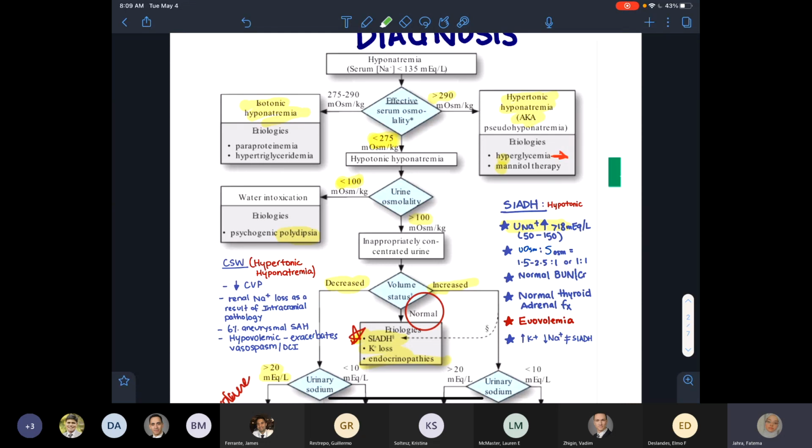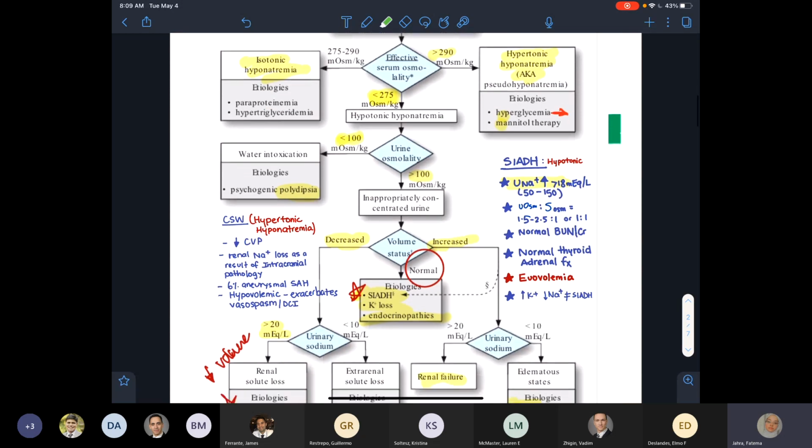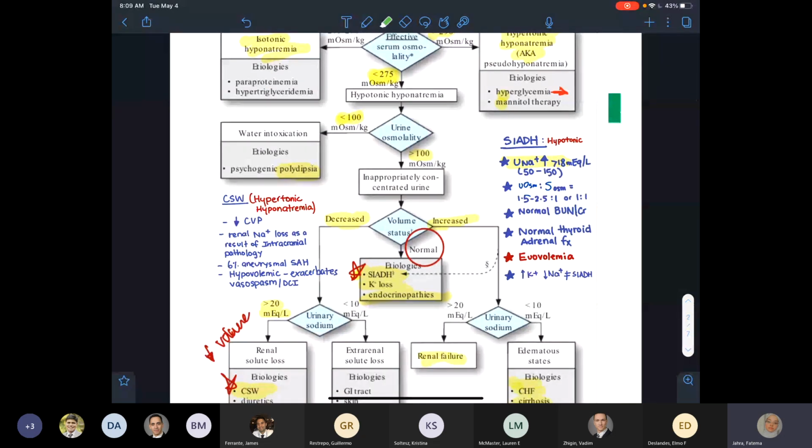Next is your hypotonic hyponatremia. That's what we are going to talk about mostly. So here your body's serum osmolality is low, you're more dilute. So how can you do that? You can drink a lot of water and just dilute out your entire intravascular volume, psychogenic polydipsia, and you're hyponatremic. You did too much.